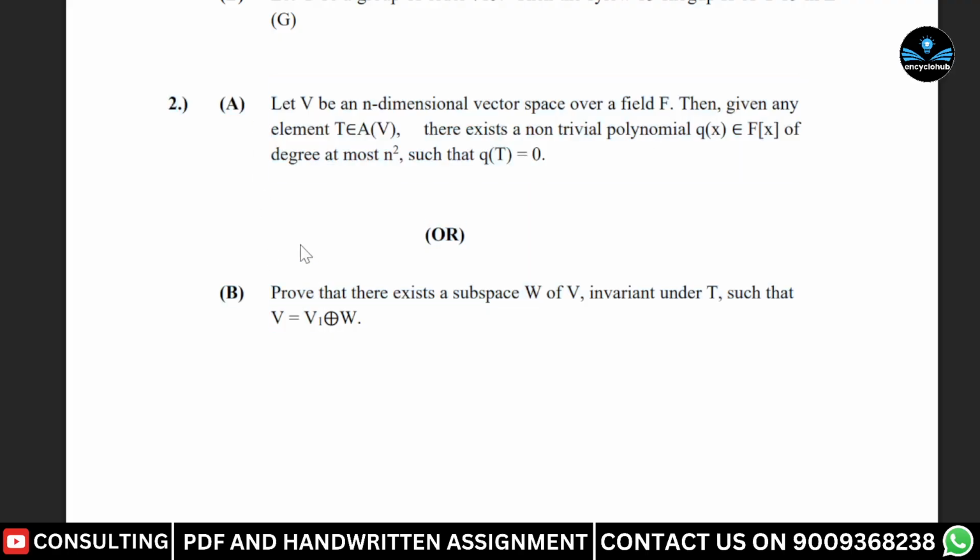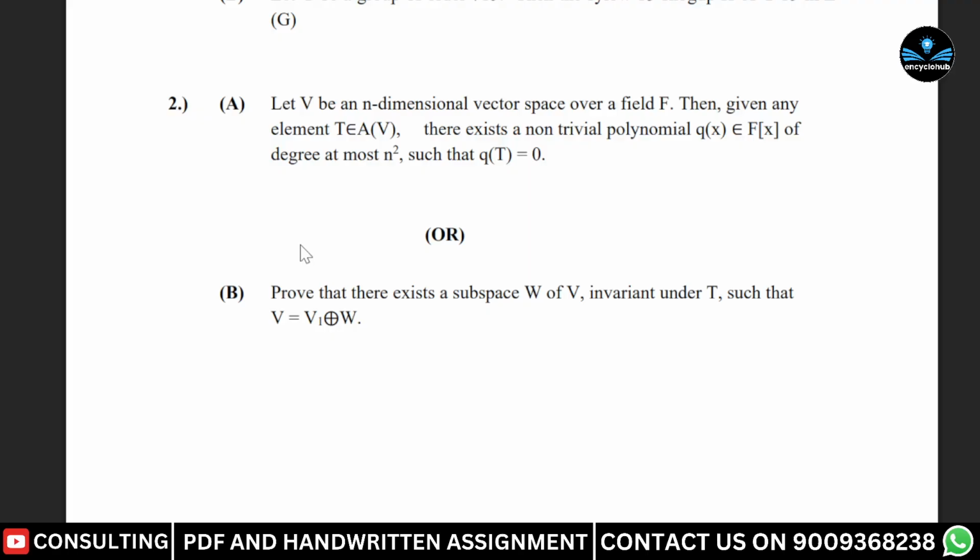Let V be an n-dimensional vector space over a field F, and given that any element T belongs to A(V), there exists a non-trivial polynomial q of degree at most n squared such that q(T) equals 0. And another one is prove that there exists a subspace W of V invariant under T such that V is equal to V1 ⊕ W.